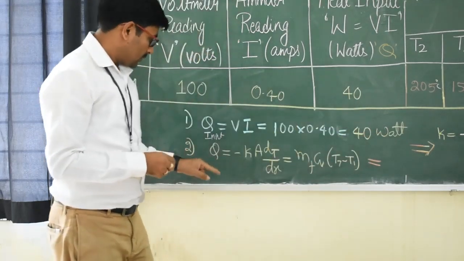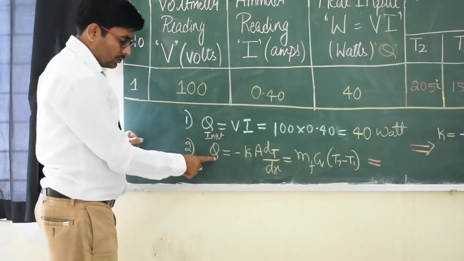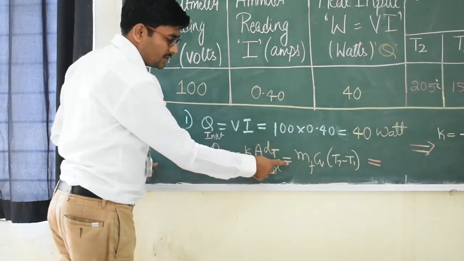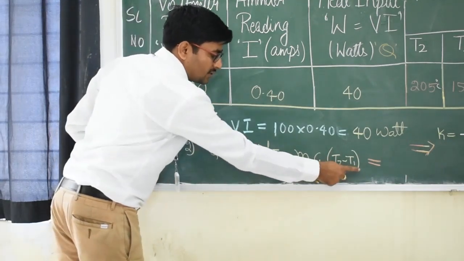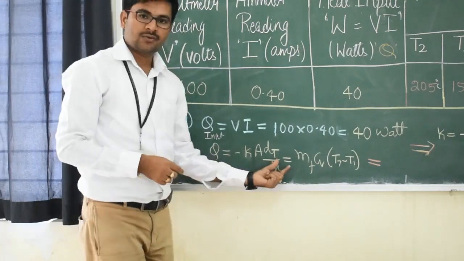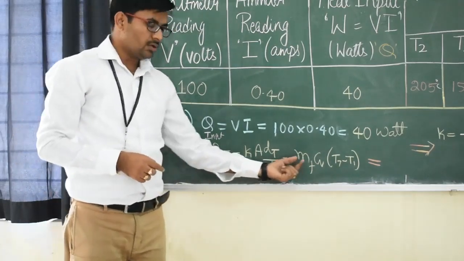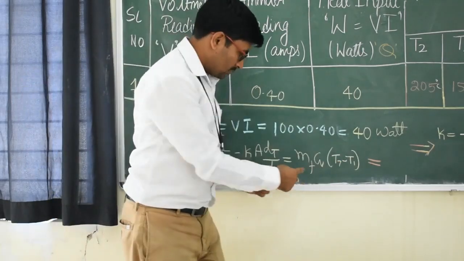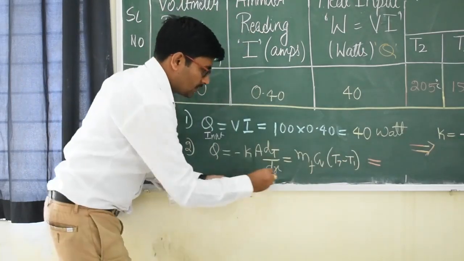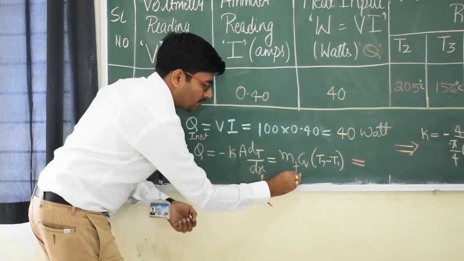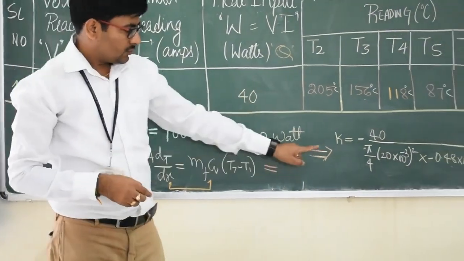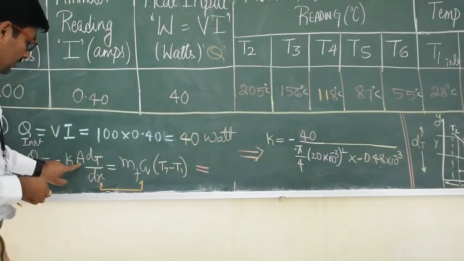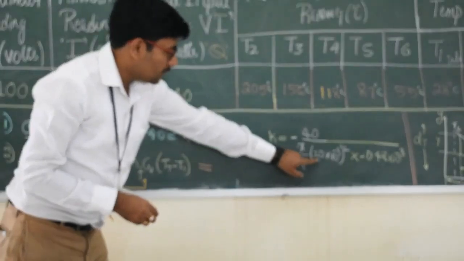Coming back to the formula, Fourier law: heat input Q is equal to minus K A dT by dx, and Q is equal to the heat output. These two are called the heat balance equation. Heat input is equal to heat output. Now K is unknown. Using these two terms, I will simplify the equation and get the K value. So K is equal to minus 40 divided by area. Area is pi by 4 d squared.